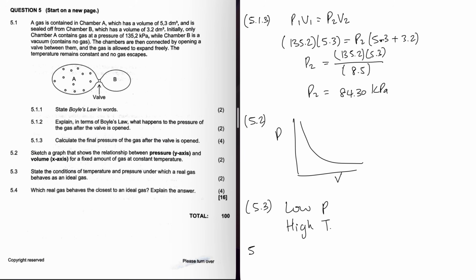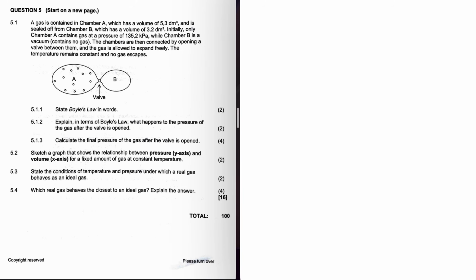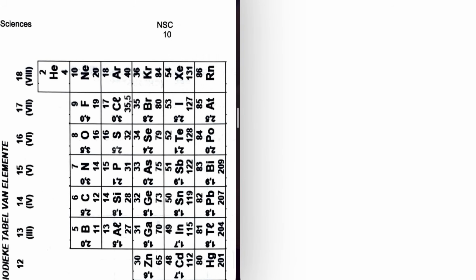And lastly, question 5.4, which real gas behaves the closest to an ideal gas? So one of the properties of an ideal gas is that an ideal gas is assumed not to have any interaction with other molecules. There's no intermolecular forces. So what we need to be looking for are noble gases. And we need to look for a noble gas that has the smallest size. So if you go to our periodic table, we can see here that these are all my noble gases. And the smallest noble gas is going to be helium. So the answer to this question is going to be helium.